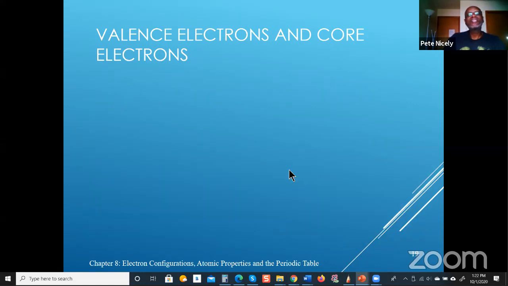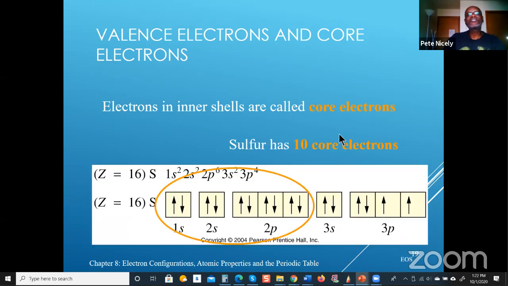Also important, we need to be able to identify what are known as the core electrons. Basically, the core electrons are those electrons that are not the valence electrons, right? They're found closer to the nucleus, right? So in the case of sulfur, as you can see from the electronic configuration here, the number of core electrons would be 10, right? So the number of core electrons plus the number of valence electrons would simply give you the total number of electrons present within any atom, all right?